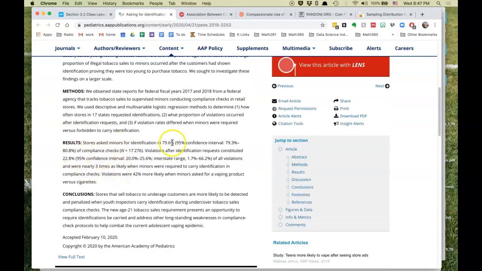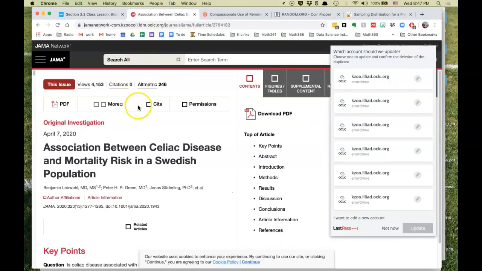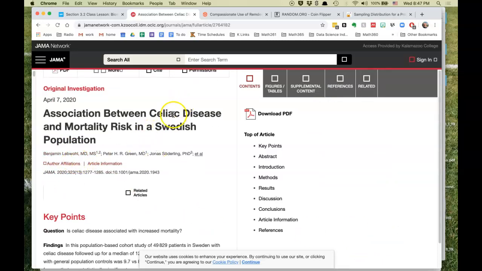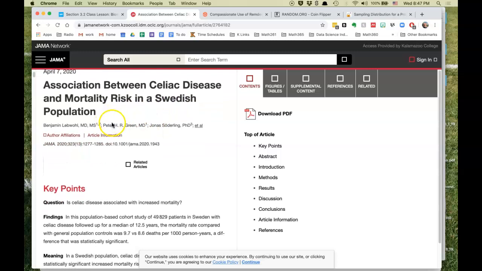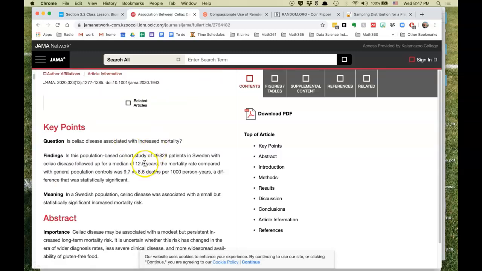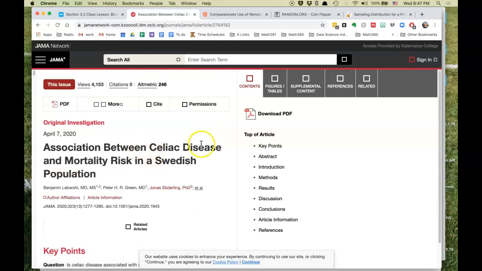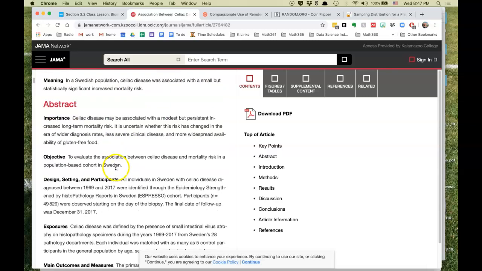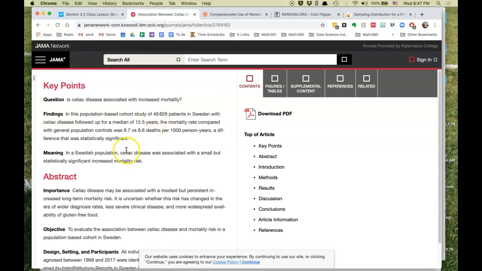But what I wanted you to see was that just in the abstract of this, we get an estimate for the proportion, and then there's attached a 95% confidence interval with a sample size. Once again, estimate, confidence interval, and so on. This is a study on the association between celiac disease and mortality risk in a Swedish population. Another study looking at risk. Findings: here's the estimate, and then there's a test of significance.